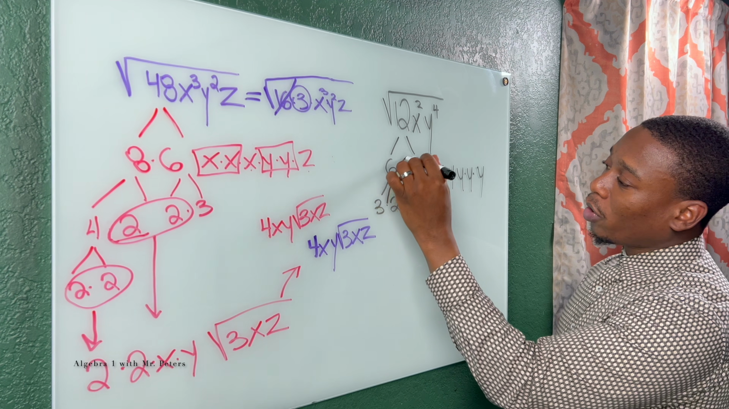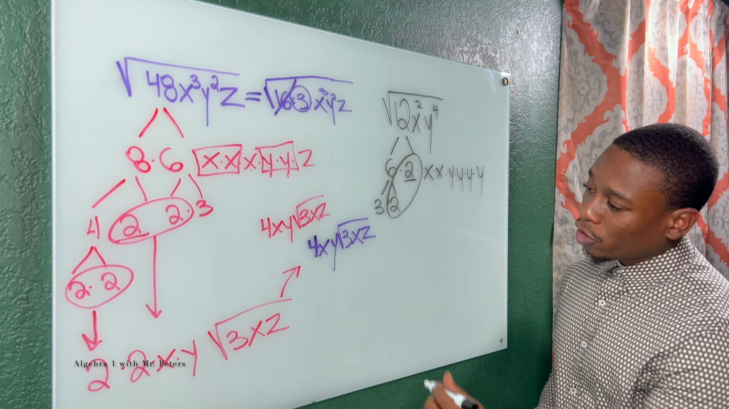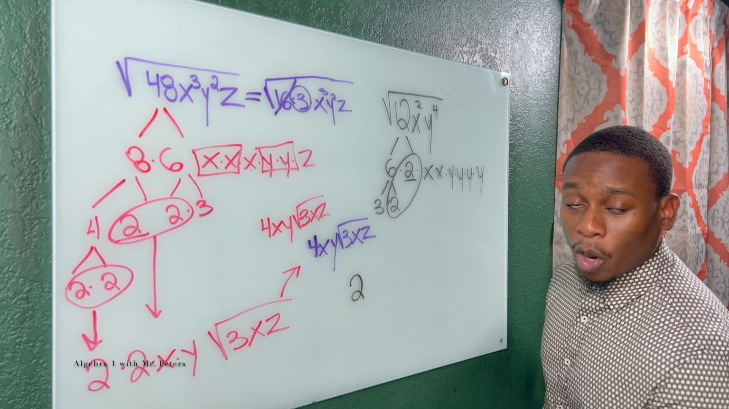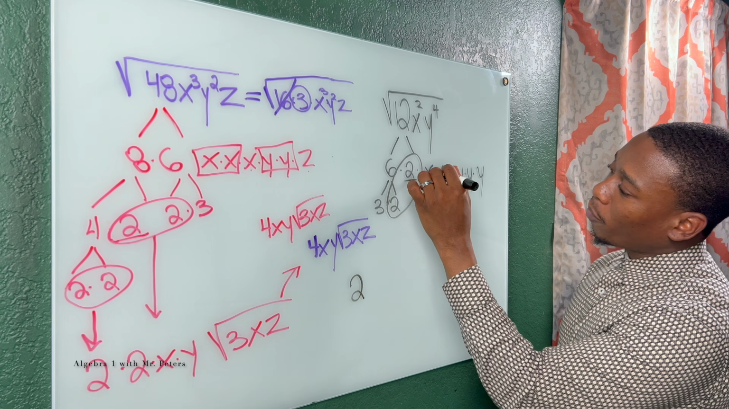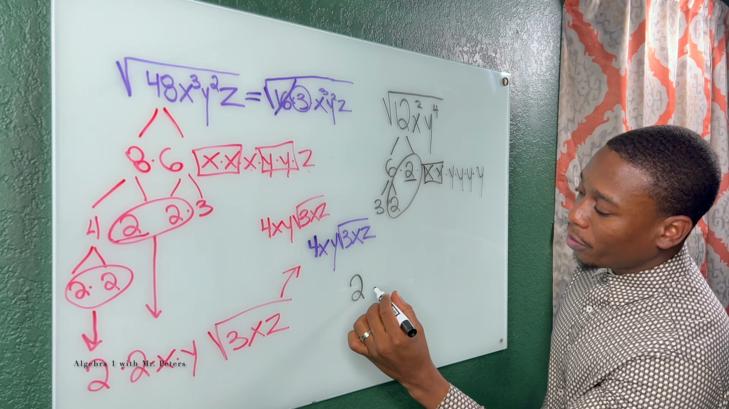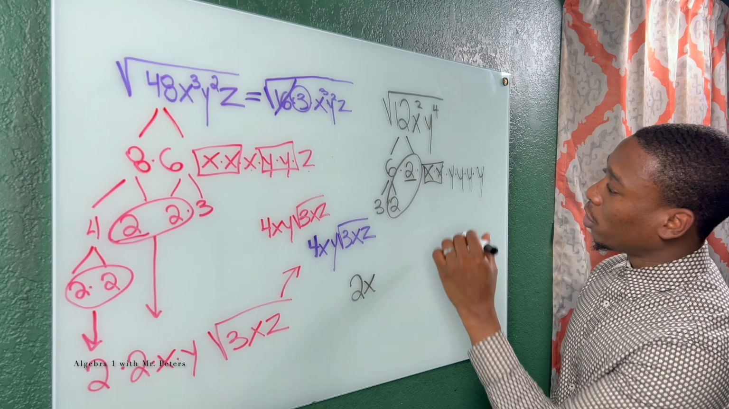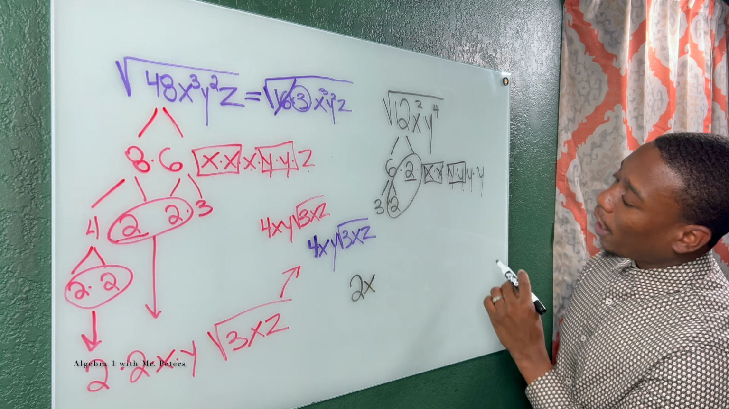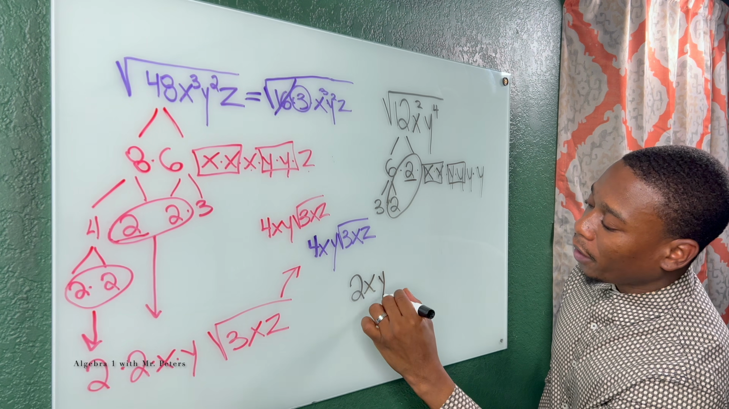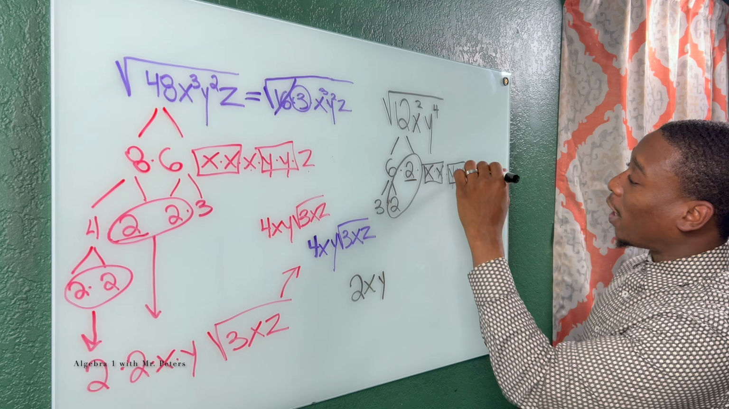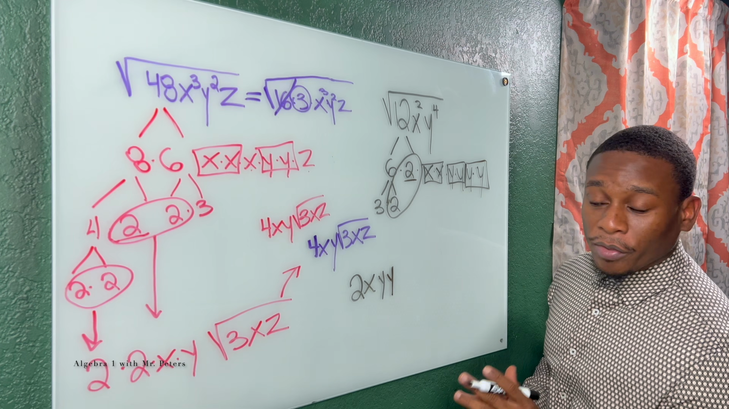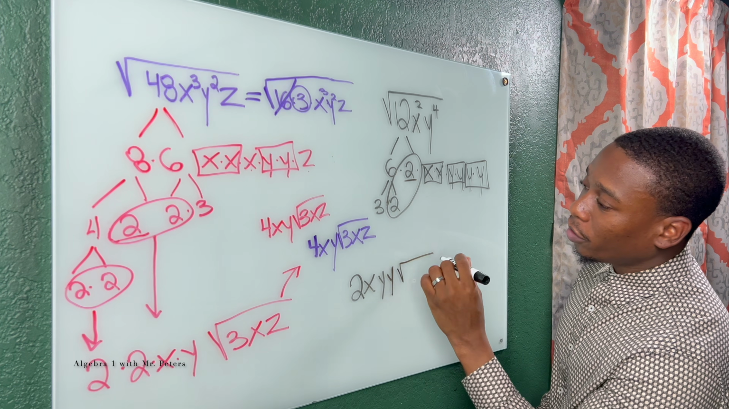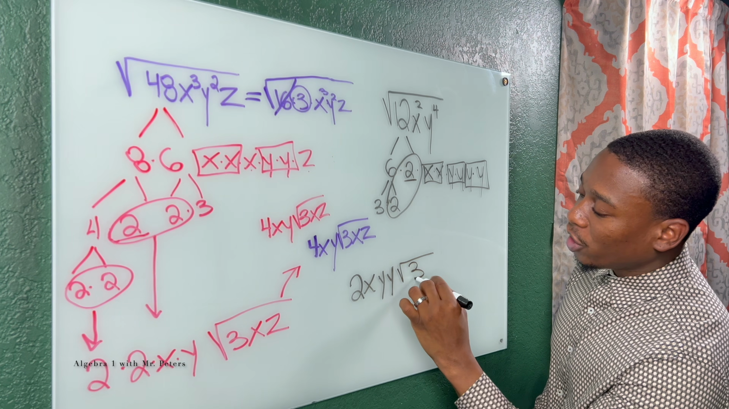So right here, we notice that we have one pair. So that 2 is going to come out from under the radical, right? Then we notice we have a pair of x's right here. So this comes out as x. We have a pair of y's that come out as y. And then our last 2 y's are also going to come out. So now the only thing that is left under that radical is just 3.